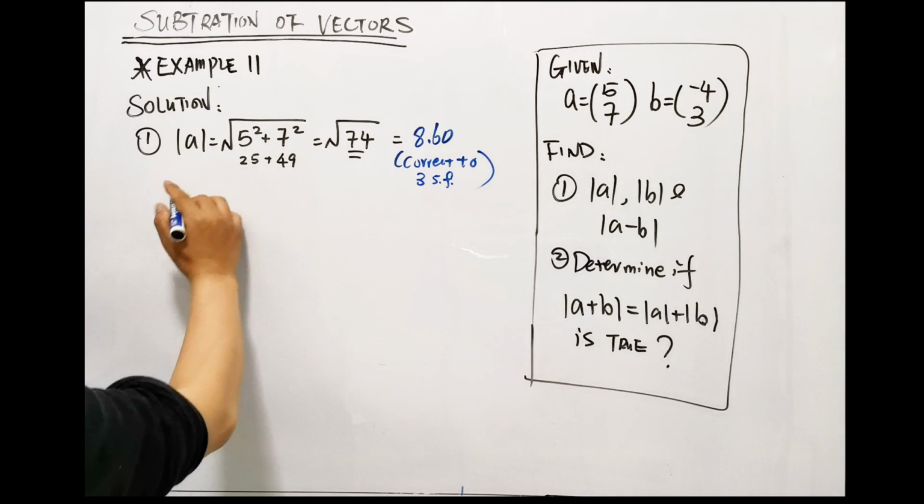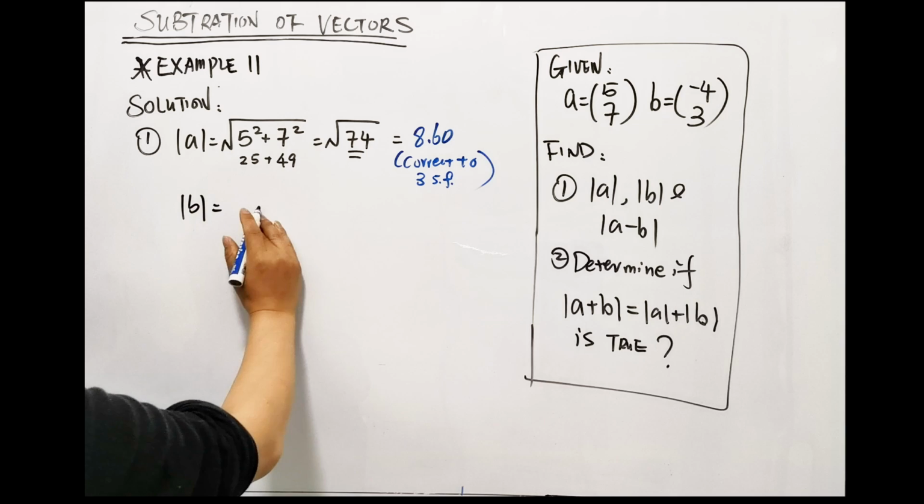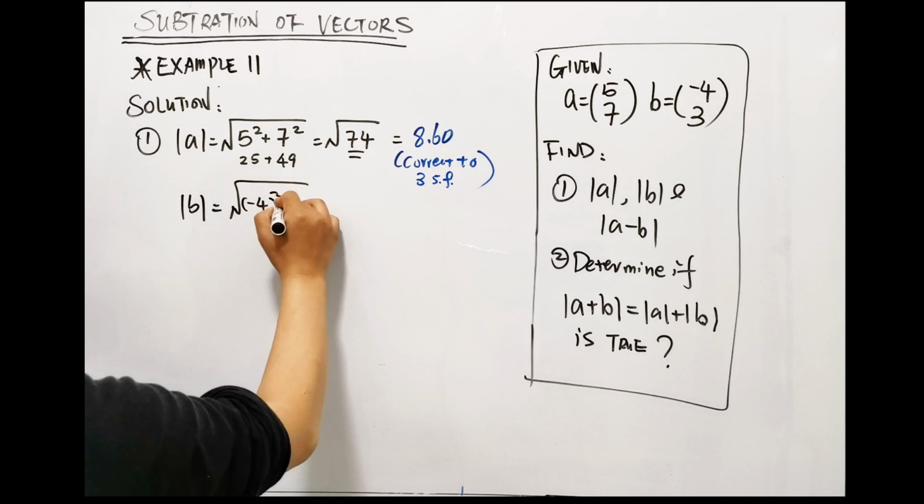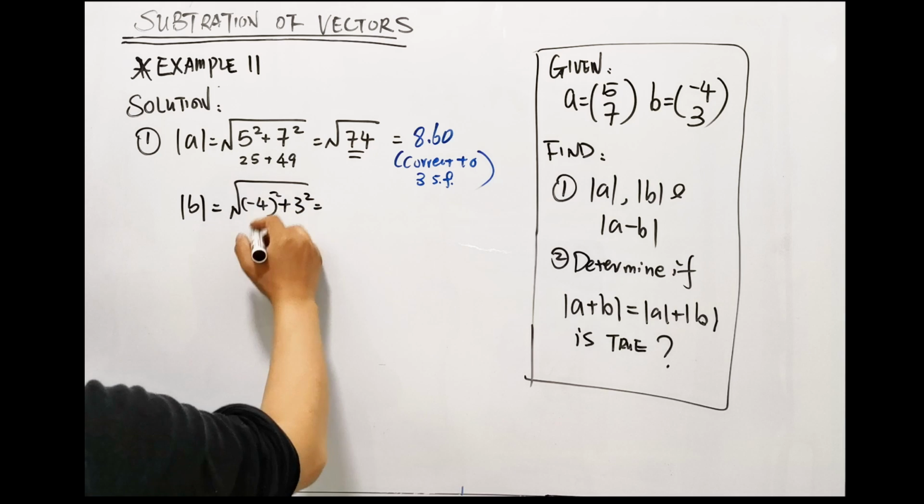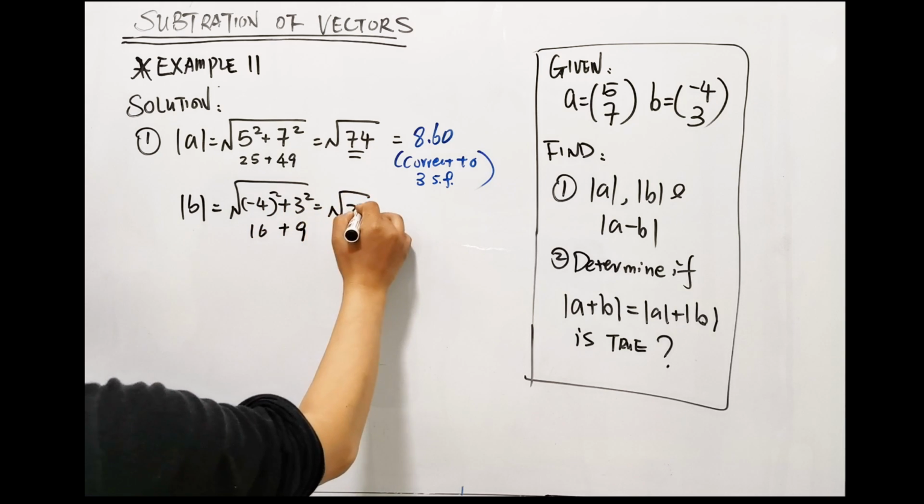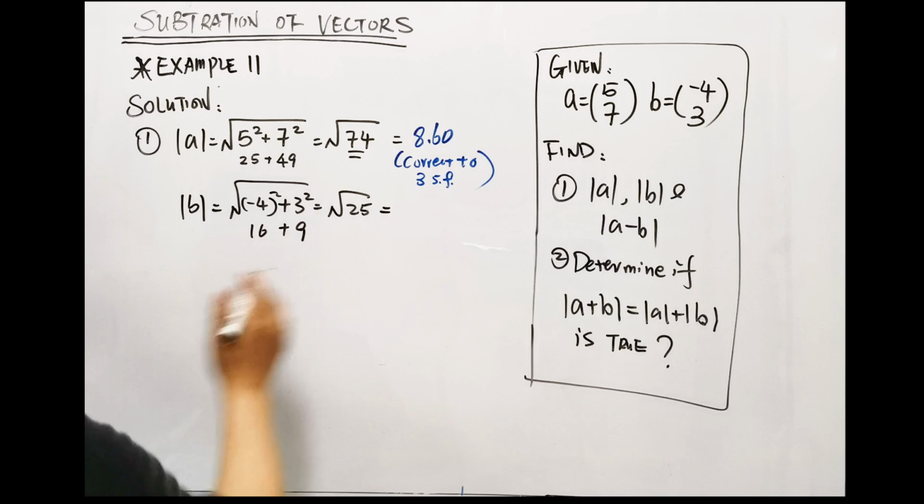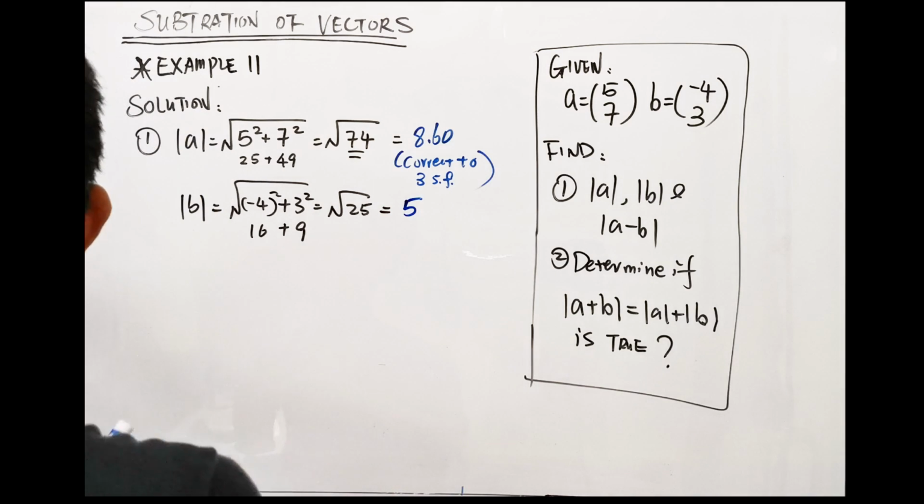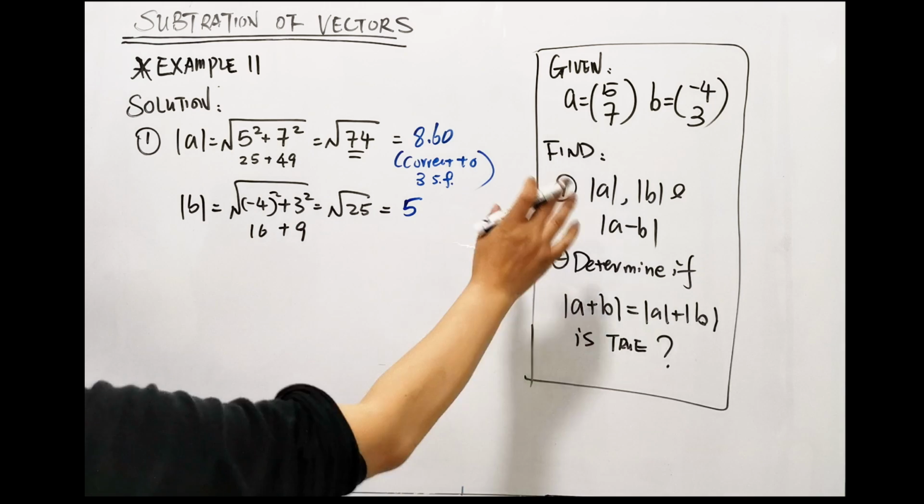Okay, so what's the magnitude of B? B is the same thing. Okay, we have minus 4 squared plus 3 squared equals how much? This is 16, right? Then plus 9, so you get 25. So we can get the answer as 5. We get 5. Okay, now let's look at the next one.